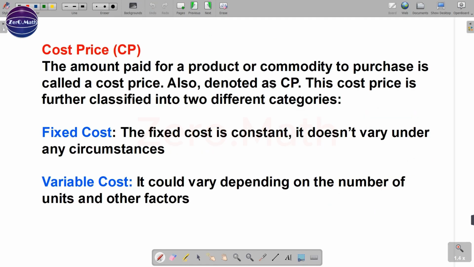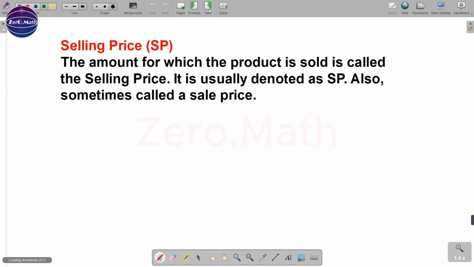So look, first of all, let's see what cost price is. What is cost price? The amount paid to purchase a product or commodity is called the cost price. Okay, and also note that it is noted in the form of CP. This cost price is further classified into different categories. Take a look at the definition once. Now I'll explain it to you separately with an example, okay?